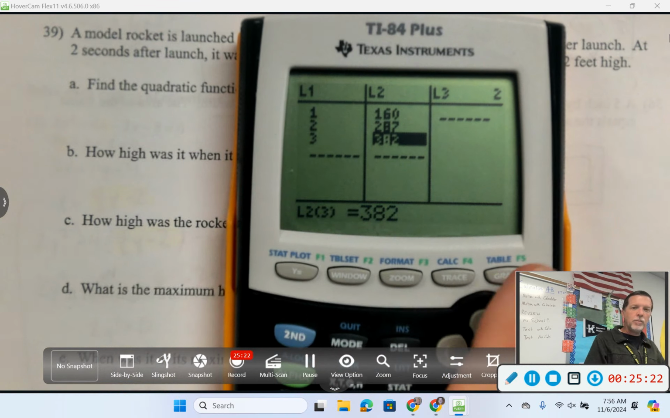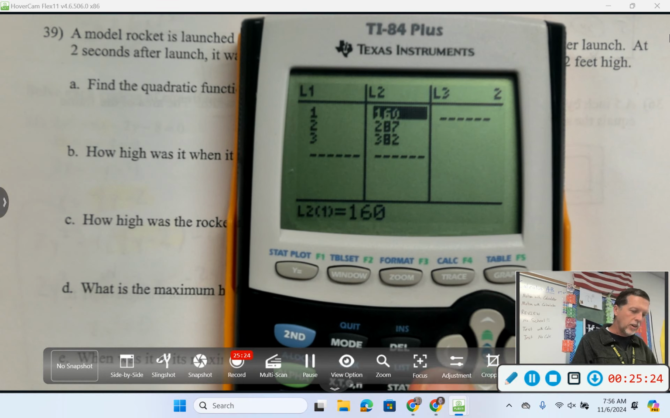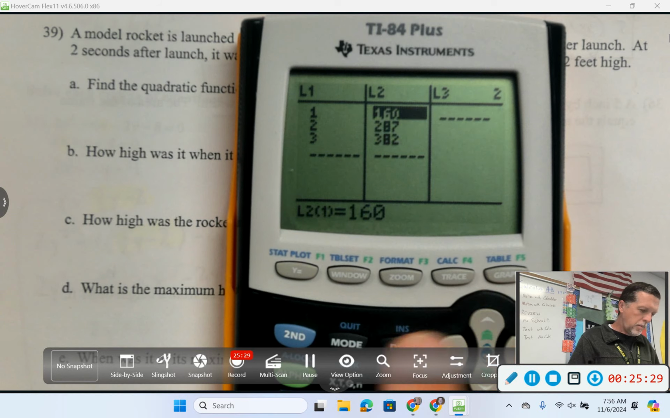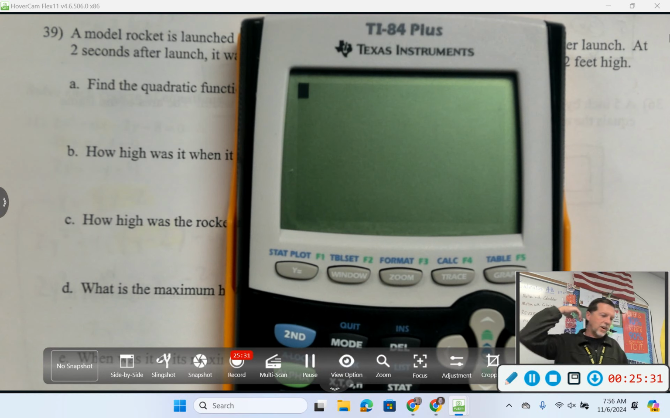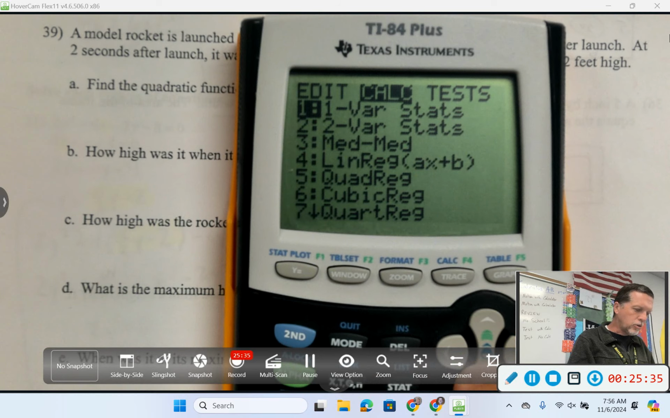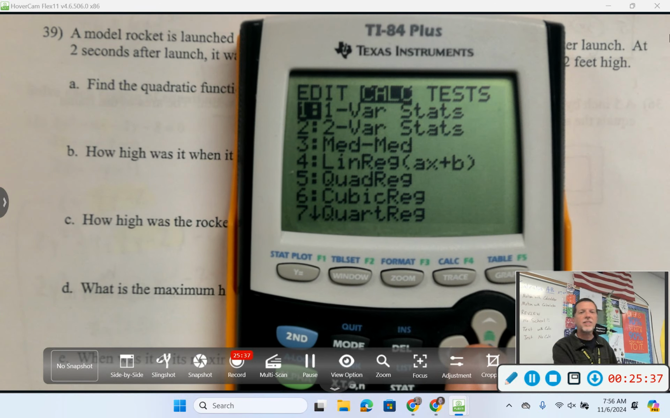Stat gets you there, and most of the time you can figure it out from there. So stat edit, put them all in, then exit out of there, and then go back in. And now I want to do some stuff. I want to calculate some things. What do I want to calculate? A quadratic regression. Quadratic meaning y equals x squared. Regression means fit a line to that.